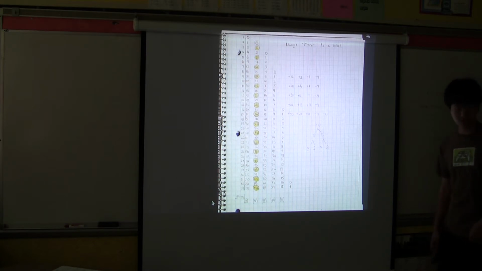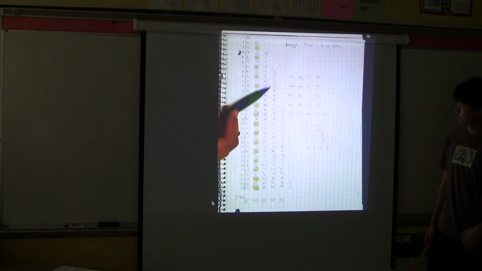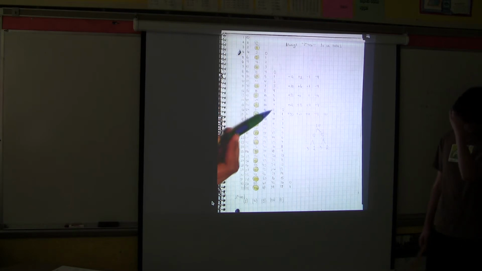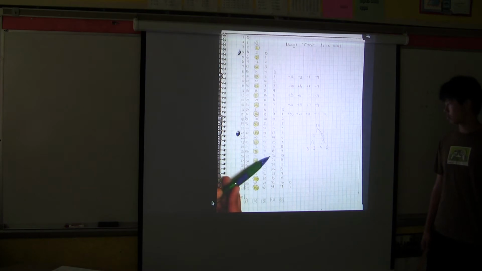We also noticed that, for example, in this row it goes plus 1, plus 1, plus 1, all the way up to 16, and then it goes plus 2, plus 2, plus 2.